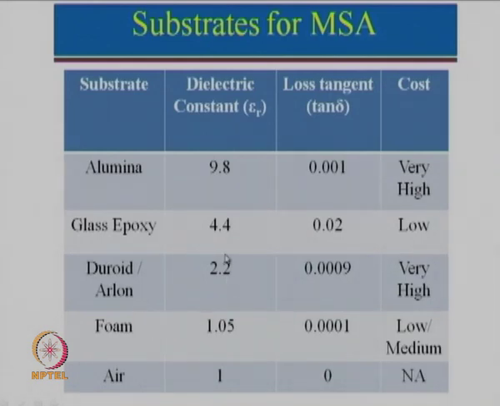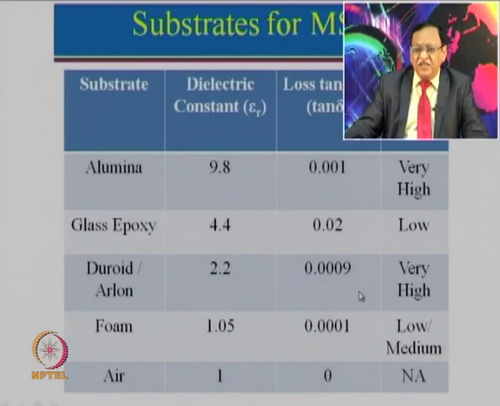I just want to tell you that Teflon can also be used. Teflon has a dielectric constant of 2.1. The beauty is that the tan delta is very small, it is 0.0009, or it has a variation again from 0.001 to about 0.0015, but again the cost is very high. We can use foam also. The foam has a typical dielectric constant of 1.05, and you can see the loss tangent is really very small.